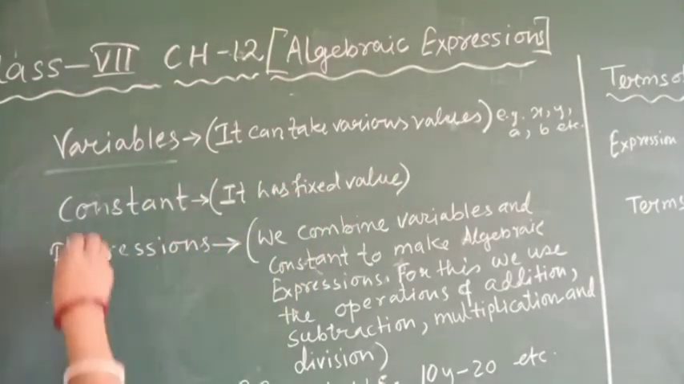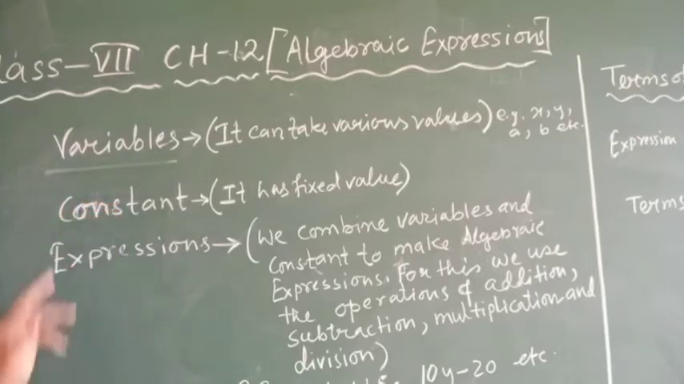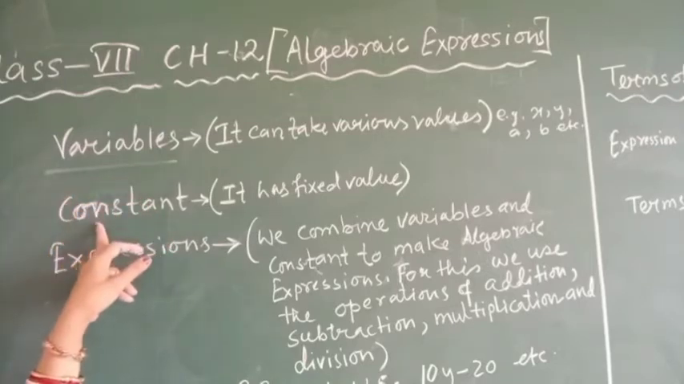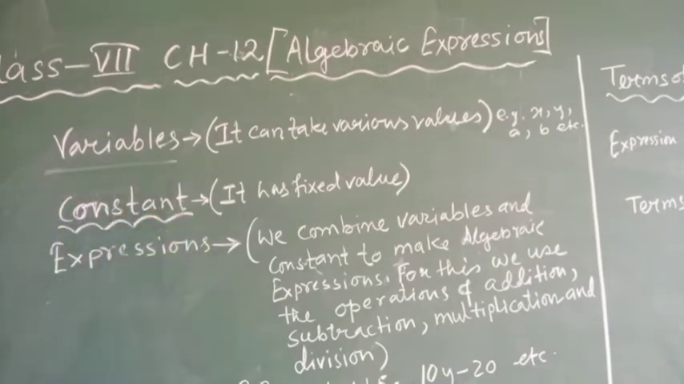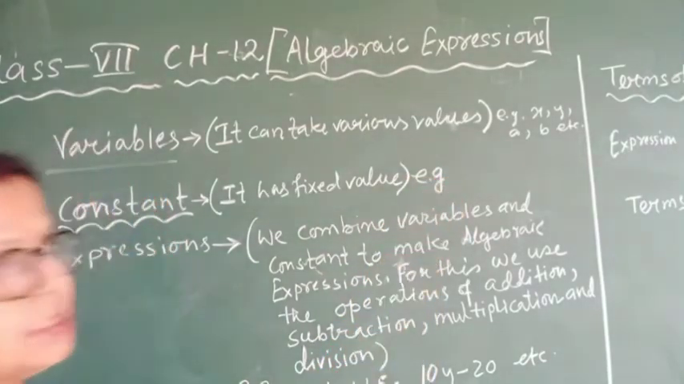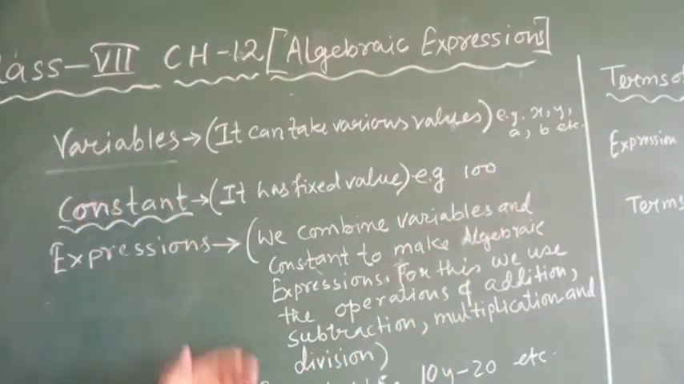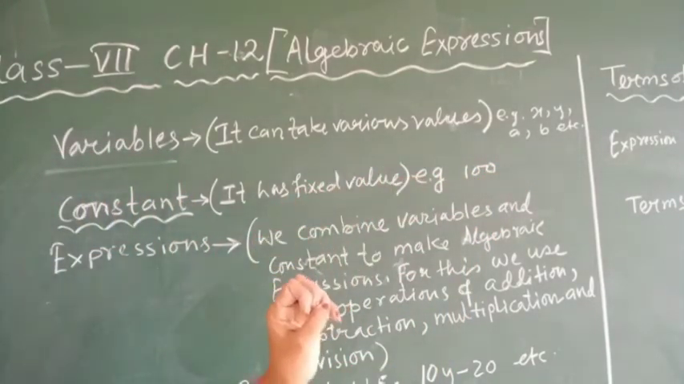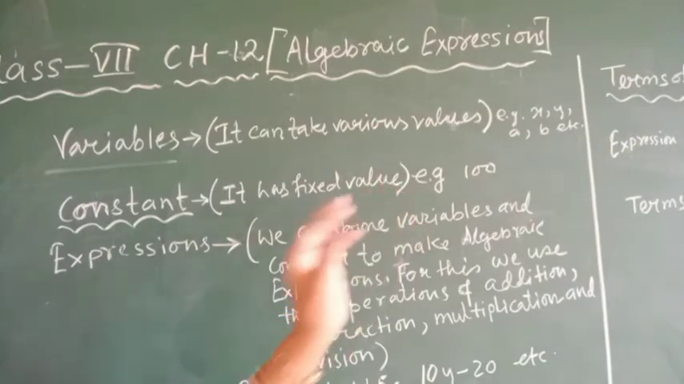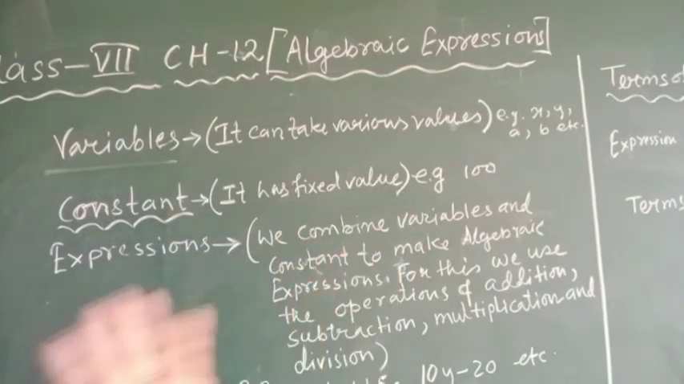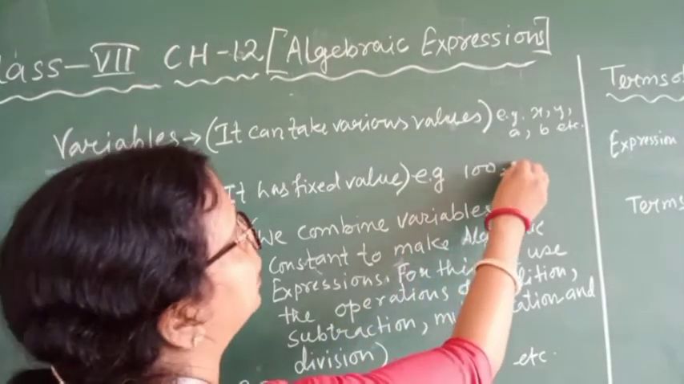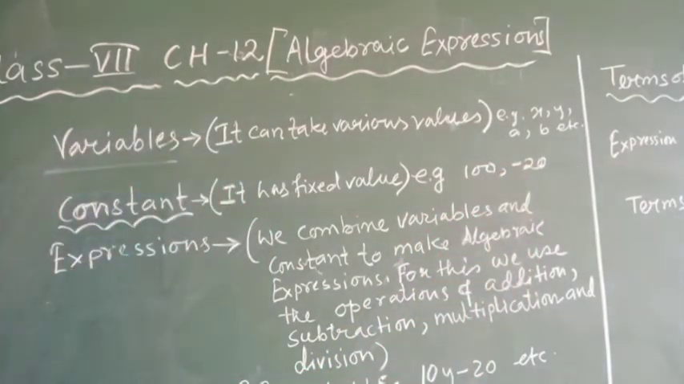Next word is constant. By the name you can understand that its value is fixed. It has a fixed value. An example of a constant is 100. There is no variable with it, so it has a constant value. Whenever you write 100, you understand the value is 100. Say we are writing -20, it is also a constant. These are the examples of constant.